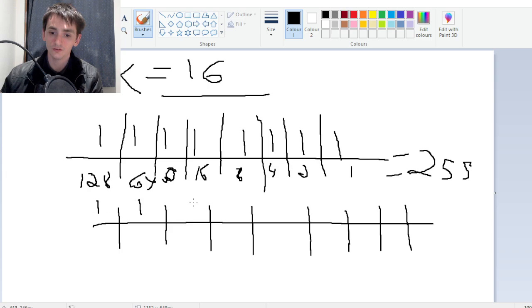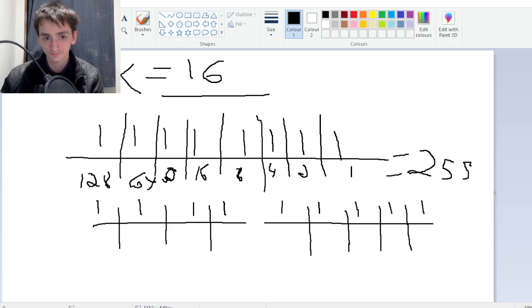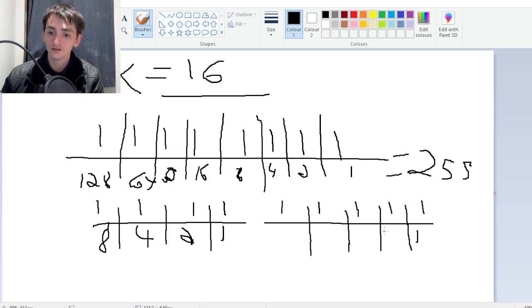So 1, 1, 1, 1, 1, 1. And it breaks it down. Each half of that byte will have its own number value. And then it will go 1, 2, 4, 8. 1, 2, 4, 1, 2, 3, 4, 5. You can probably tell I'm away with the fairies. 1, 2, 4, and 8. There we are.